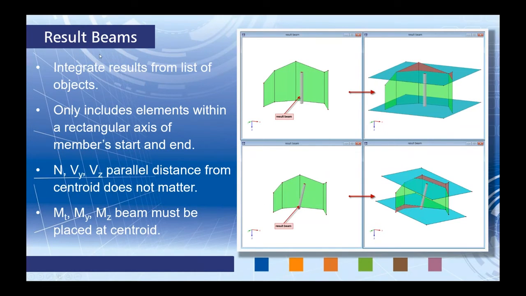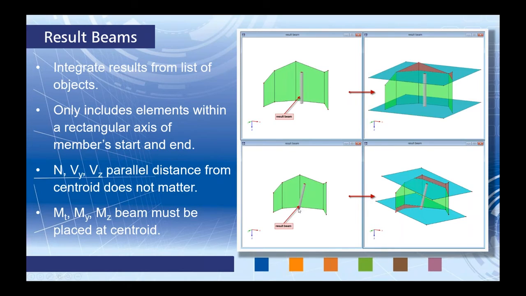As you saw with a result beam, we're integrating the results from a list of objects. Now, these result beams only include the elements within a rectangular axis of the member start and end. A perfect example is this result beam shown here, which is completely applicable to what we just saw. These fictitious turquoise planes show you that the result beam's analysis and the internal forces we're seeing are only going to be defined within these two planes, which are controlled by the member start and member end. So this red shaded portion of our surface elements will not be included in the results, and that's just defined by the member start and member end.